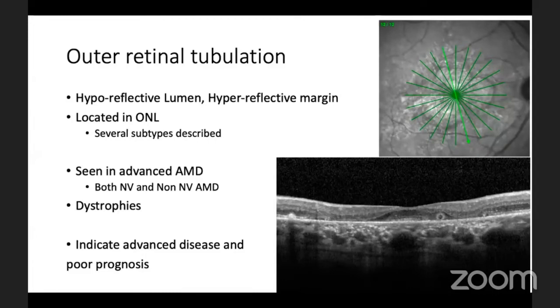Coming to the next set of terminology, something known as outer retinal tubulation. Now, these are nothing but hyporeflective lumen and hyperreflective margins. So these lesions are typically seen in the outer nuclear layer, and several subtypes have also been described. These can be seen in either neovascular AMD, or they can be seen even in non-neovascular AMD. And of late, we have seen that they are present in several kinds of dystrophies as well. What is the clinical significance? They indicate that the disease is already advanced, and basically they indicate a kind of healing response by the photoreceptors and indicate a poor prognosis.